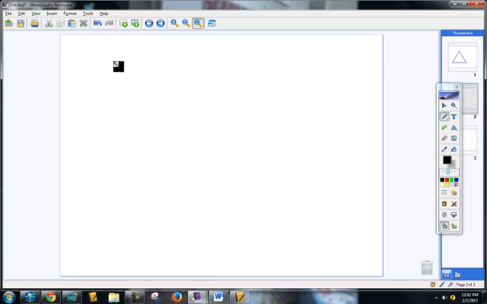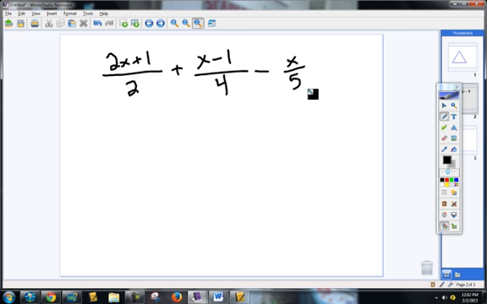The other thing that I want you all to see, a very common mistake, is something like this. If I gave you 2x plus 1 over 2 plus x minus 1 over 4, and then say minus x over 5, something like that. And I told you that x equals 5. I want you guys to all see this so that you're all given a fair shot to see exactly what my expectations are. Because I will count it off if you don't show the steps.